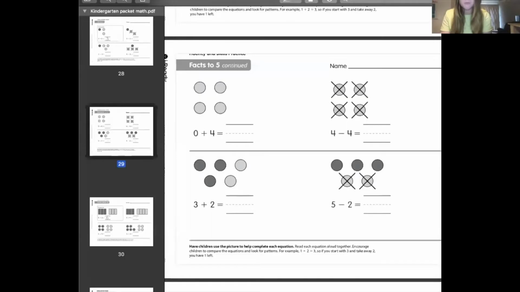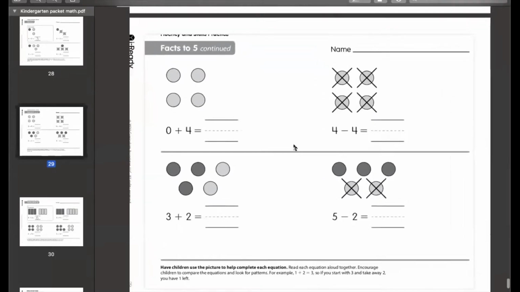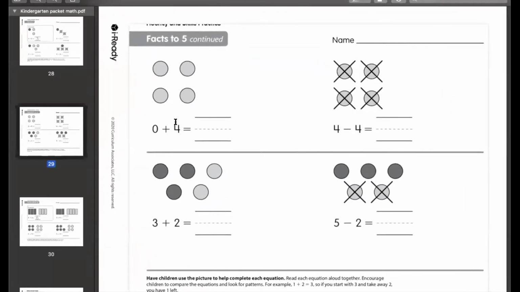Okay, so first we're going to start out and look at our homework, which will be on page 29, and that is what we're going to go over really quick. So I'm going to show it to you. All right, friends, so you should see a page that looks like this in your packet. Go ahead and grab it out, grab a pencil, and get ready to go.